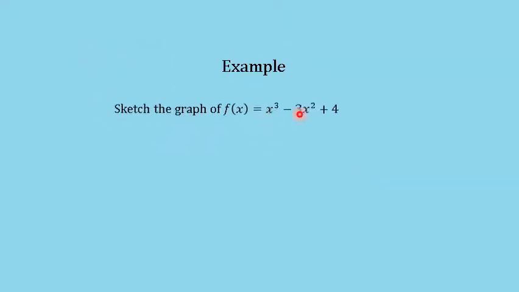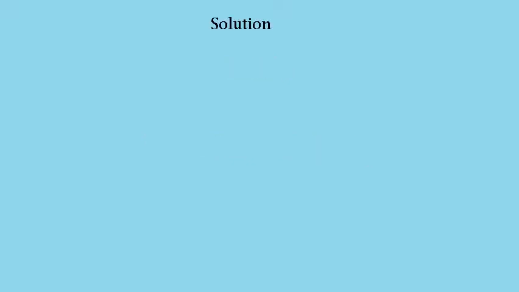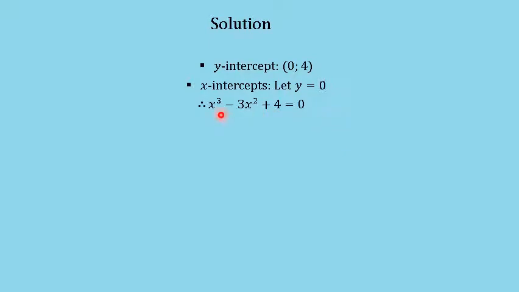Okay, here comes an example. Sketch the graph of f(x) = x^3 - 3x^2 + 4. Solution. The y-intercept is the point (0, 4). Now we determine the x-intercept by letting y equal 0. So we have x^3 - 3x^2 + 4 = 0. And then f(-1) = (-1)^3 - 3(-1)^2 + 4, and this gives us the answer of 0.